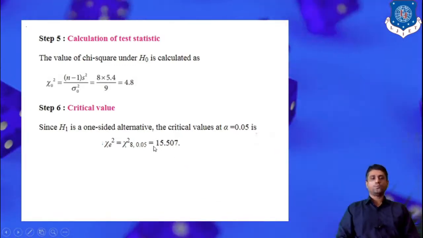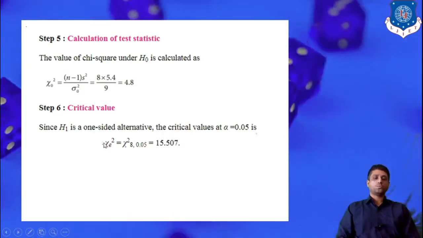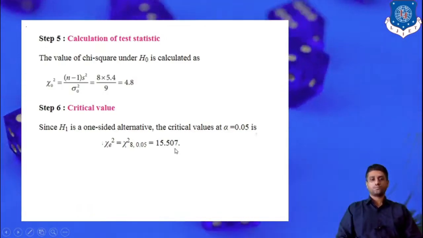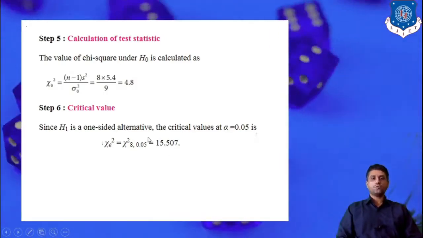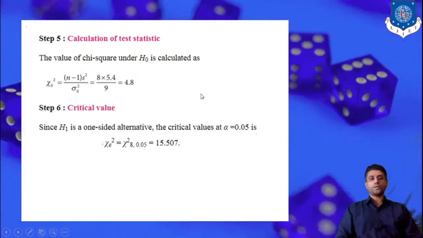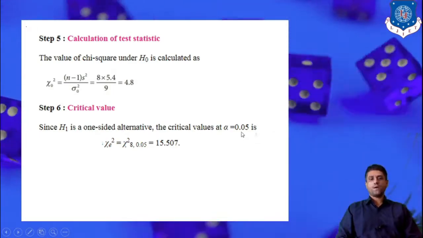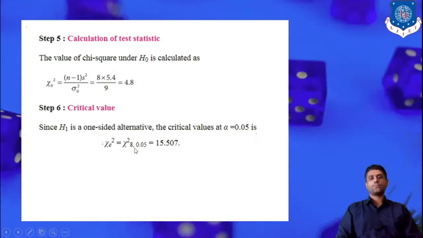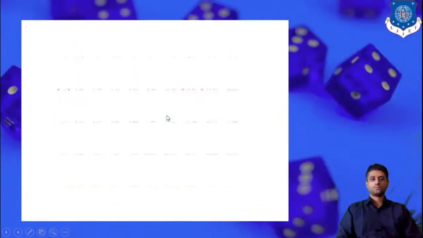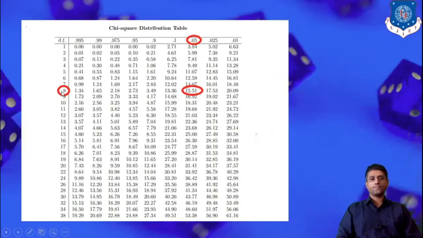We have to collect this tabulated chi-square value from the chi-square distribution table. We say that the tabulated chi-square value is 15.507. In the next slide I will show you how you can take this value from the chi-square distribution table. For that you have to remember it is a one-sided test, 5% level of significance, and degrees of freedom. So see here, 5% level of significance, degrees of freedom is 8.